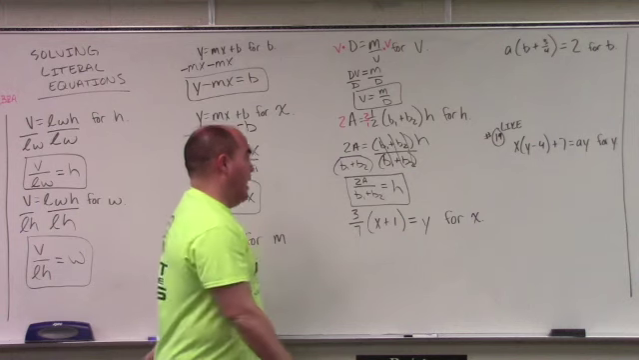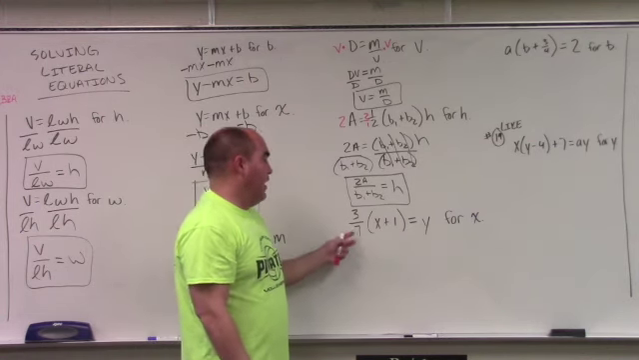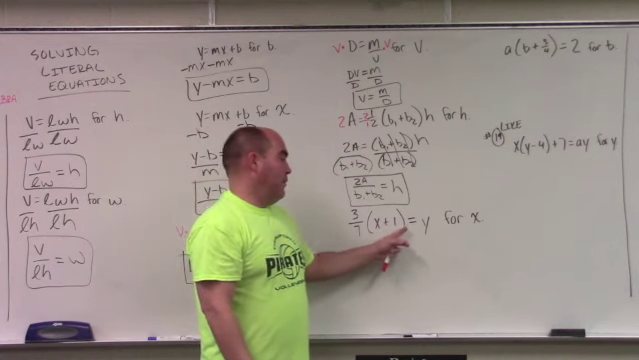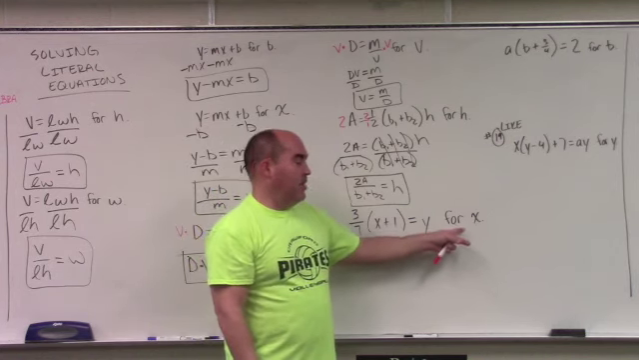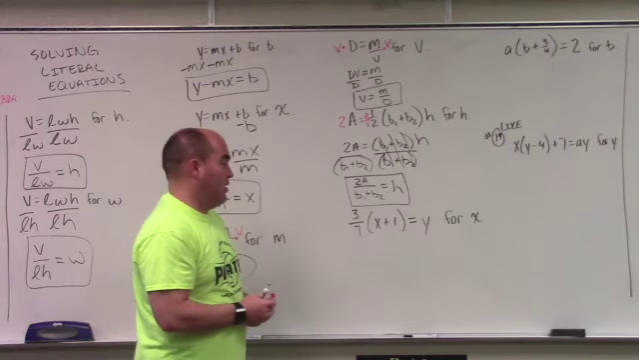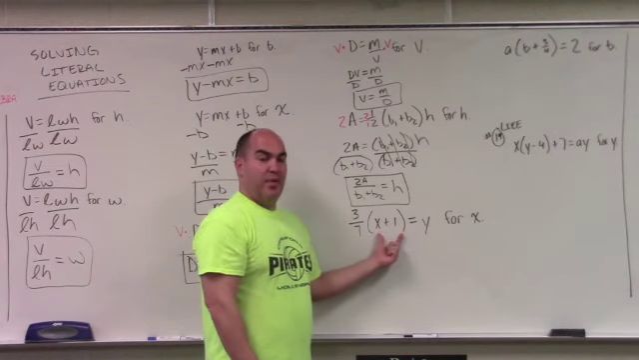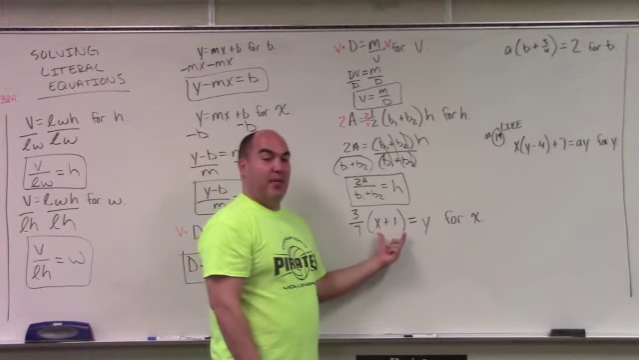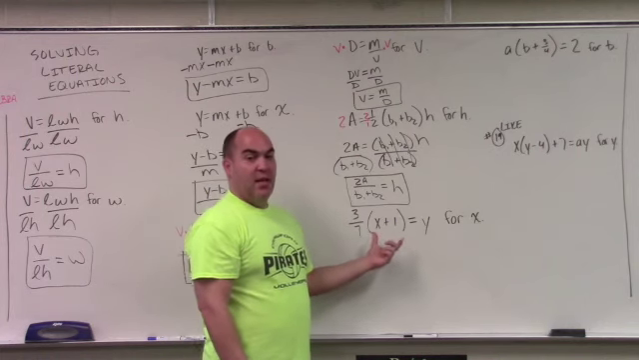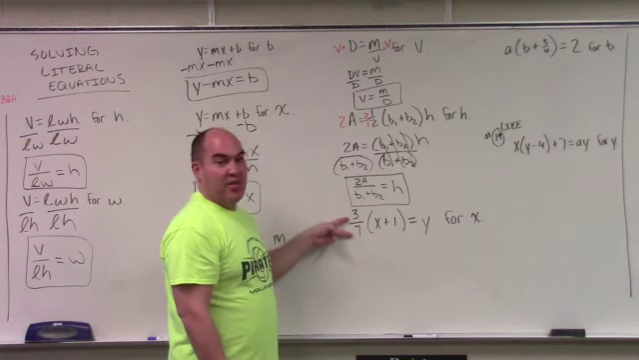Now we get another fraction problem. This one's a little bit different. I have 3 over 7 times x plus 1 equals y, and I'm solving it for x. So if I'm solving this for x, the x is inside of this set of parentheses, which means I can't do anything with the x until I can get rid of the parentheses. I can't get rid of the parentheses until I deal with this fraction on the outside.